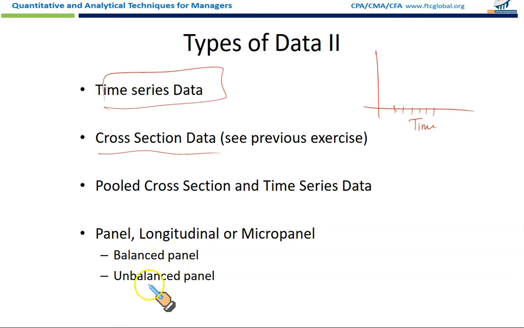Then we have balanced panel and unbalanced panel. This would mean the data on the same individual, balanced panel. The data on the same individual's earnings and education levels tracked over multiple time periods. And unbalanced panel, similar to balanced panel, but it allows for some missing data points, meaning some individuals may not be tracked at every point in time. So the difference between these two is that in balanced panel, no missing data points for any individual across the time span. But in unbalanced panel, some individuals may not be tracked at every point in time.